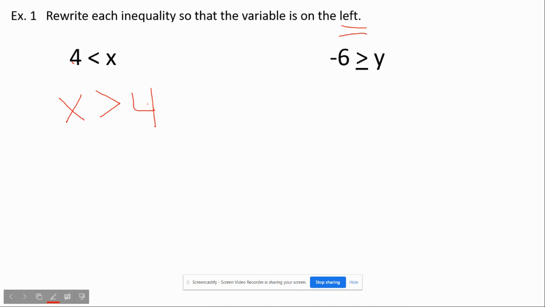If you have a negative, it's still going to be the same thing. Your negative is just going to carry over. So when we flip this, you're going to have y and negative 6. You flip them, and then don't forget to flip your sign. Okay, again, it's still saying the same thing. It's just, if you write it with the variable on the left-hand side, it's going to make graphing them easier. So let's take a look at graphing them.